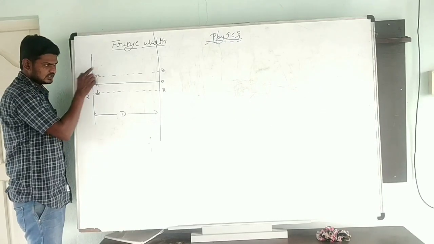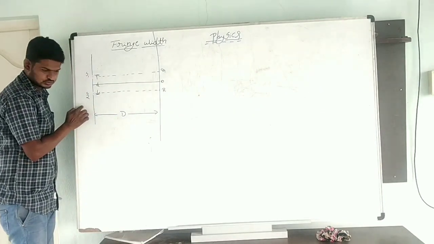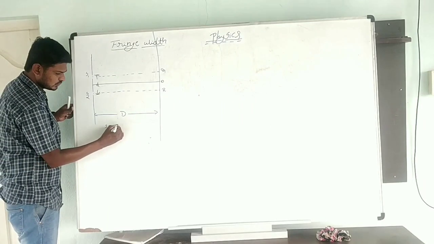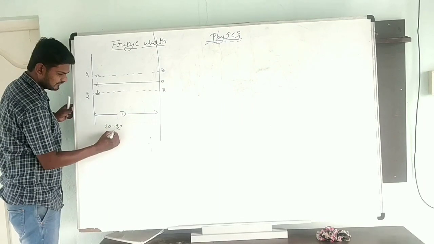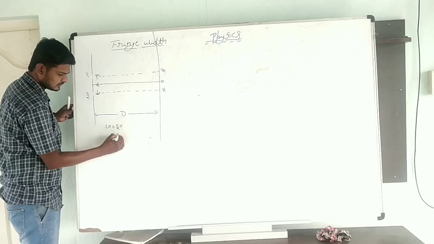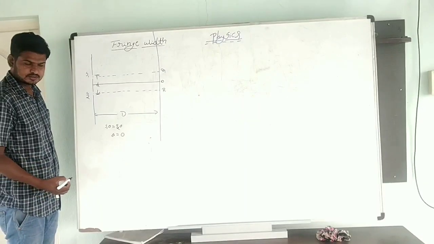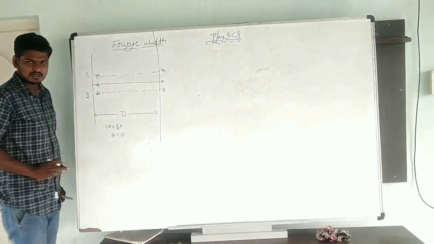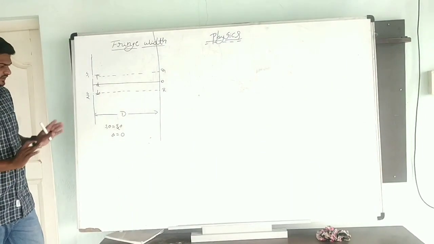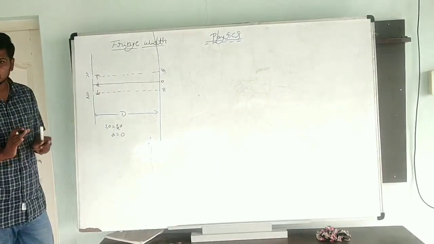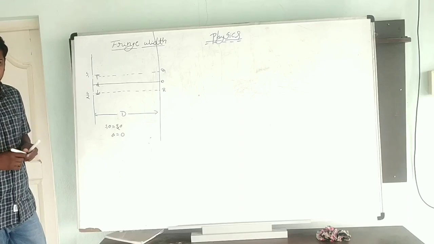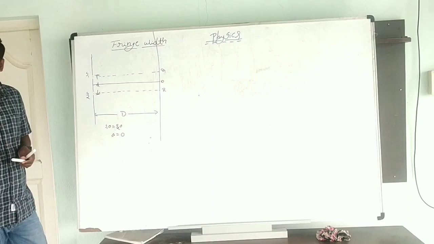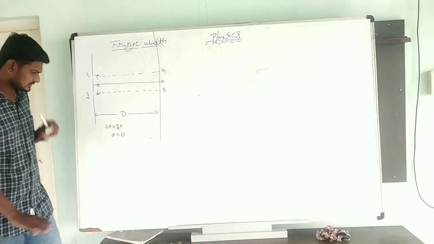The distance S1O is equal to S2O. When S1O is equal to S2O, the path difference delta will be 0. When the path difference is 0, the phase difference is also 0. If there is constant phase, you will get a bright fringe. This we already know from Young's double slit experiment. Whenever there is a constant phase difference, we get bright fringes, constructive interference. When out of phase, we get dark fringes.